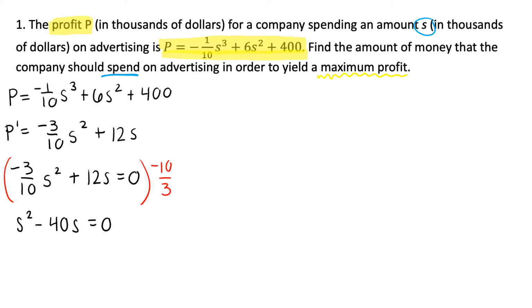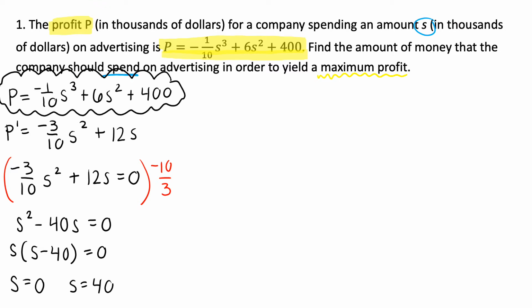Taking out my greatest common factor, which is S, I'm left with S times S minus 40 equals 0. So I get S equals 0 and S equals 40. So those are the two places, or the two values, where my profit equation has that horizontal tangent, meaning those are likely my relative extrema. What I want to do is actually plug them back into the original profit equation to see what the profit is at each of those spending amounts.